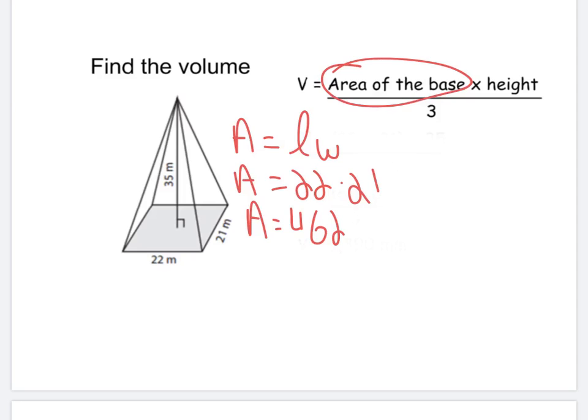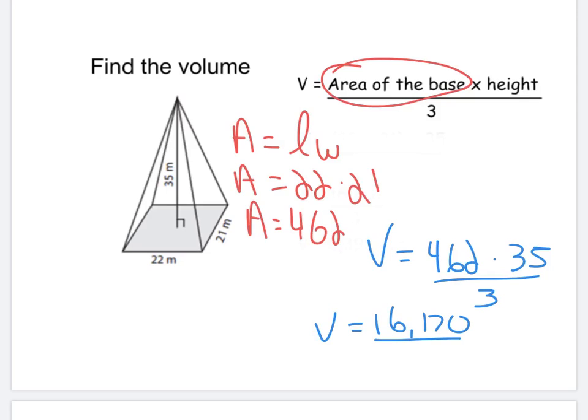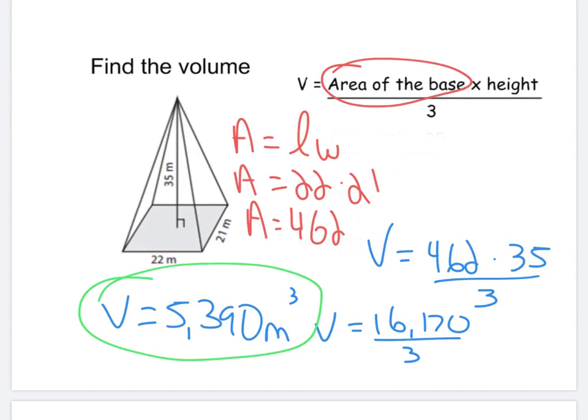So the area is 462. To go back into our formula, we have volume equals the area of the base times the height divided by 3. So volume would equal 462 times the height of the pyramid, which is 35, divided by 3. First I would multiply: 462 times 35 is 16,170, and I'd have to divide that by 3, which would give me a volume of 5,390. My units are meters cubed because, again, it's volume. So that's my final answer for the volume of that particular pyramid.